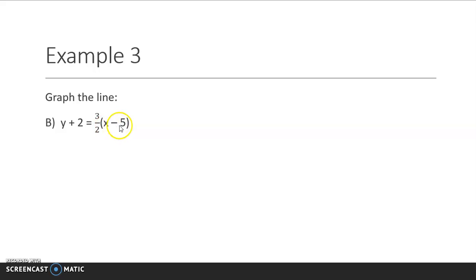But the point is a little harder. Remember, it's x minus the x value. So the x value is 5. And this is supposed to be y minus the y value. But it says a plus here. So that means you have to change the sign. So it's -2 for the y value. So we have the point (5, -2), and a slope of 3/2.